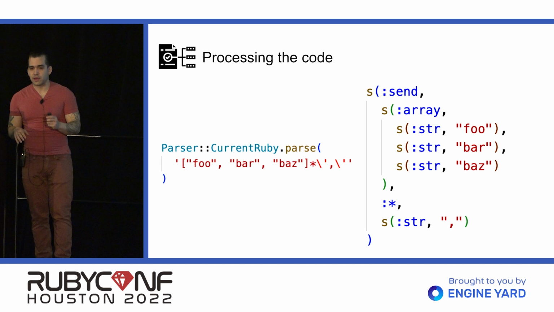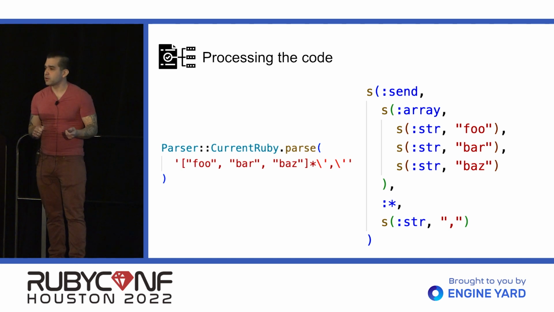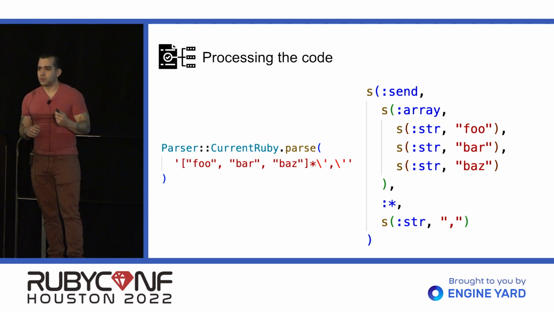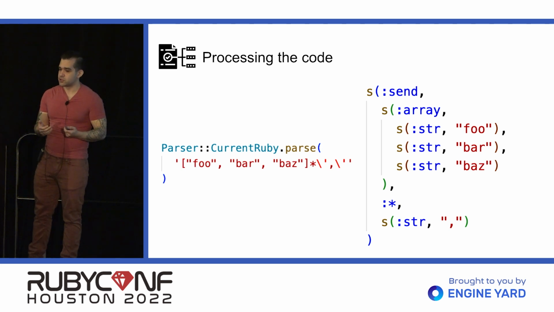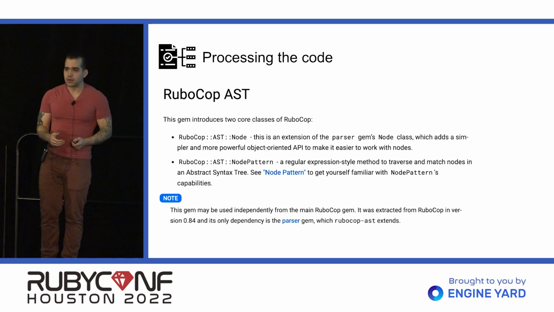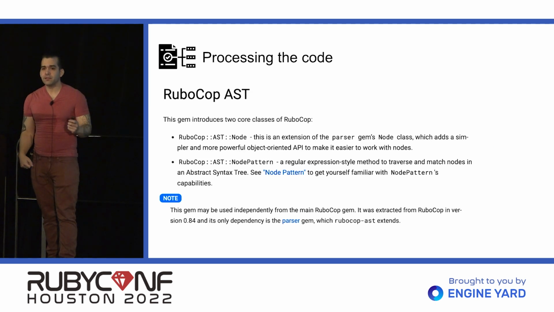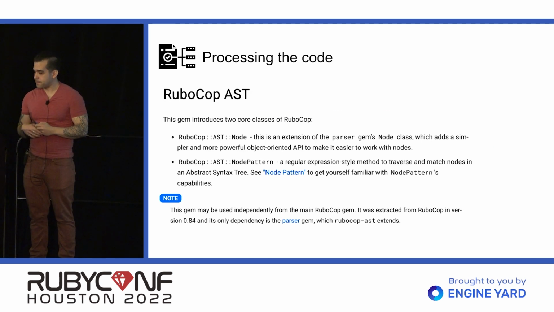If we write it without spaces, the abstract syntax tree doesn't change. And this is true for the %W notation as well. So this is what RuboCop uses under the hood to be able to make decisions about code. They have a utility gem available called RuboCop AST that extends the functionality of the parser gem to make things a little bit more simple or easier to read.